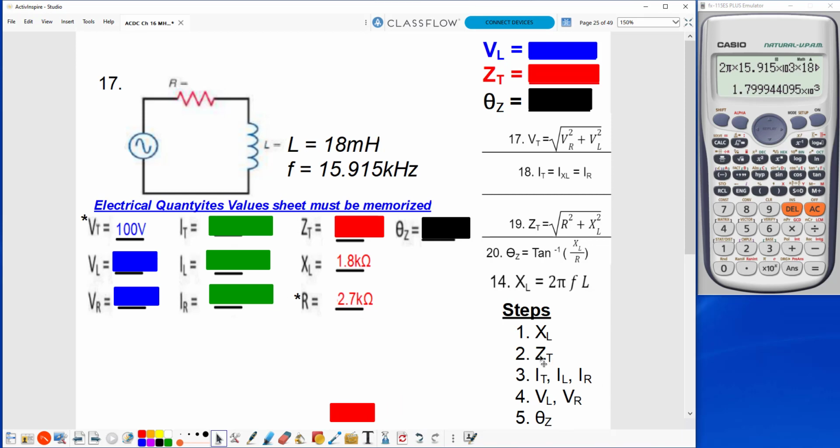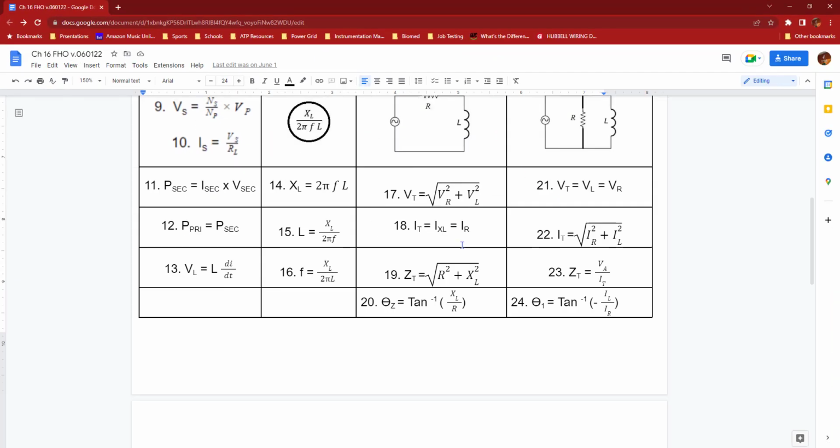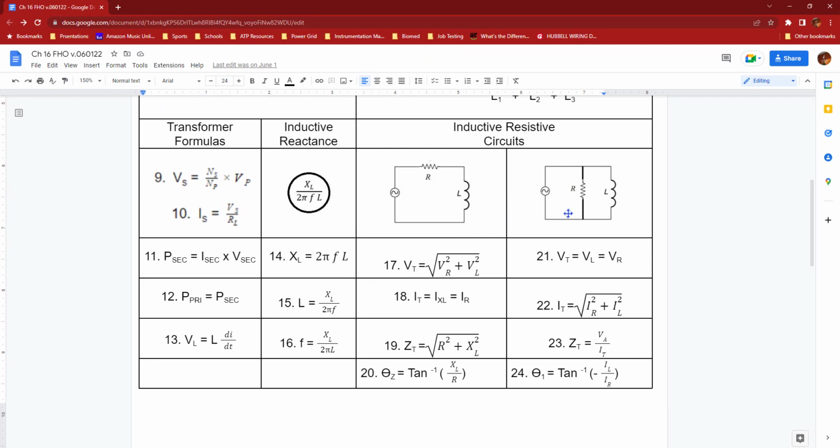The next thing I'm going to solve for is ZT. You see step number 2 here, ZT. I'm going to use formula number 19 from the formula handout. If we look at the way the formula handout is written out, I've got the formulas associated with our complex inductive resistive circuits series right here, 17, 18, 19, 20. For resistive inductive complex parallel is 21, 22, 23, 24.